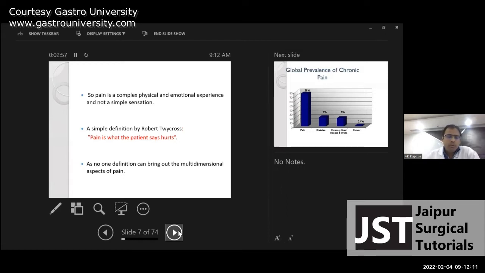We always have to believe, because pain might not be because of an actual injury. It might be because of an emotional experience. Even post-surgery, the pain is definitely there, but it is also associated with the emotional experience of the disease which is underlying in the patient.